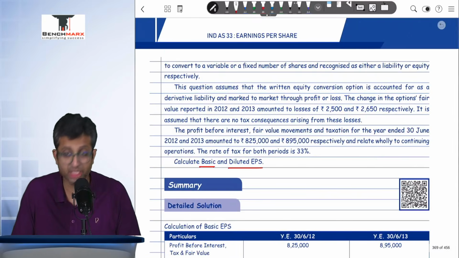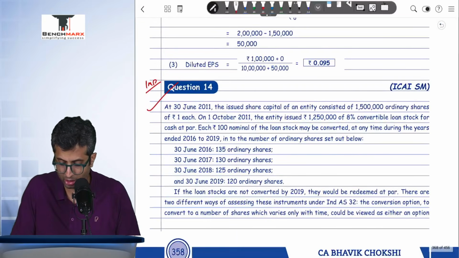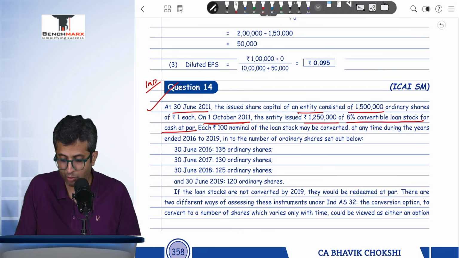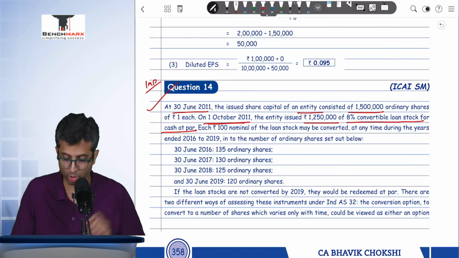Calculate the basic and diluted EPS both. So over here, on 30th June, the issued capital of the entity consisted of 15 lakh ordinary shares of 1 rupee each, and on 1st of October, the entity issued 12 lakh 50,000 of 8% convertible loan stock for cash at par. So this was issued on 1st October.